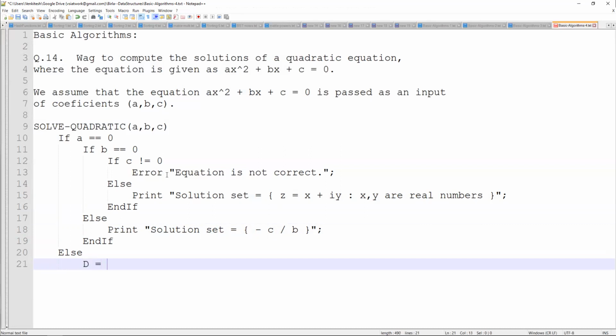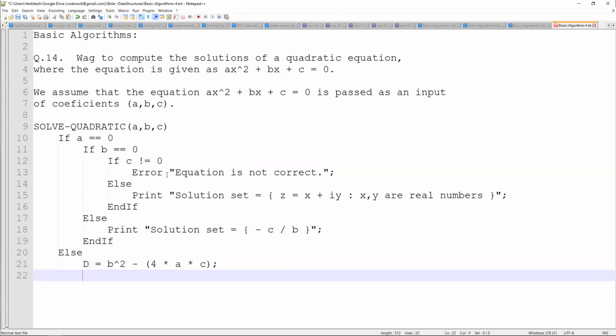Compute the discriminant, right? So let's say D is a discriminant. What is the discriminant? B squared minus 4 into A into C, right? B square minus 4AC. Remember? Compute this. Okay. So when do you have real roots? When B square minus 4AC is greater than or equal to 0. So that's the two cases you have.